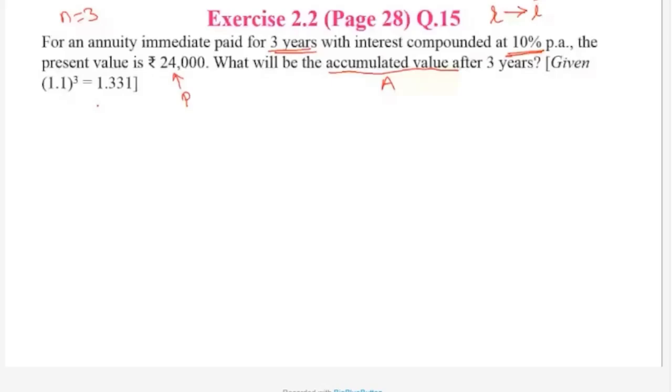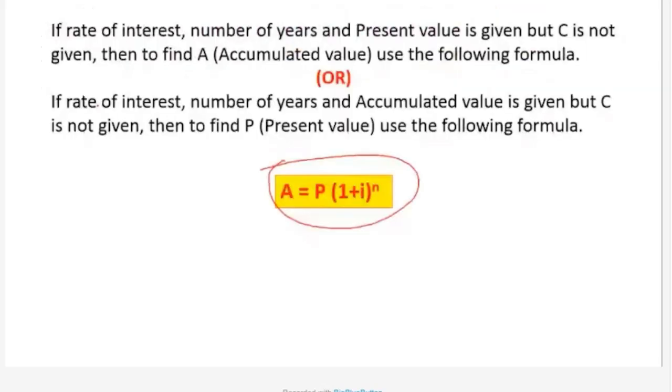Is C given here? Is C given in this problem? Annuity amount. Present value is given, 24,000. Is C given? C is not given. I is given, N is given, and P is given. In such a case, you should use that new formula, which I just discussed. In this formula, what do you require? Either A or P, either of them. Now here, P is given, I is given, and N is given. We can use this formula.